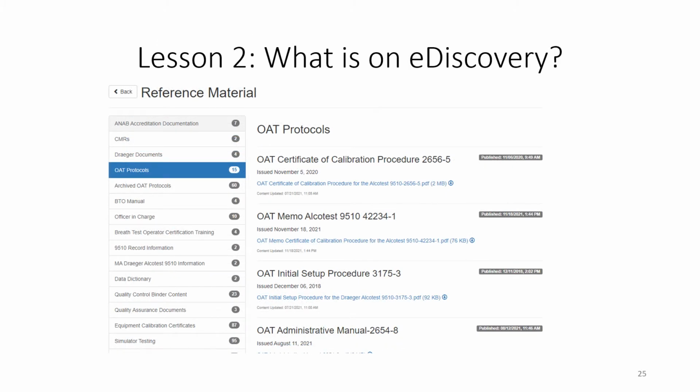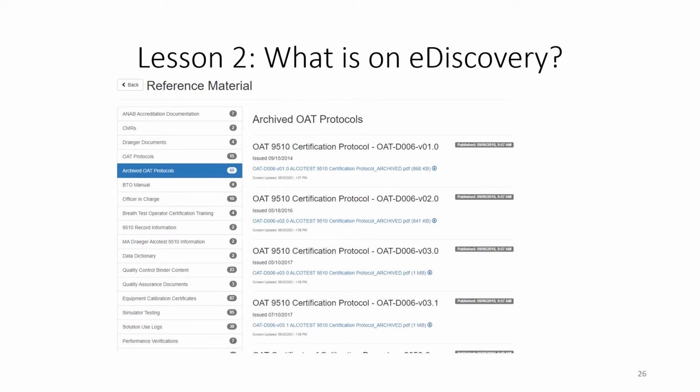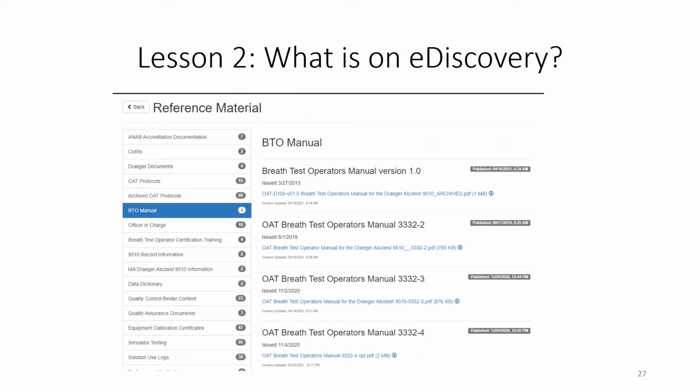There's also a tab for Office of Alcohol Testing protocols. You'll see there's one for current protocols, and you can find there any of the OAT protocols that are currently active and in use. Also in that reference materials section, we have the archived OAT protocols. So any protocols that are no longer in use or have been archived are also available for your review. The breath test operator manuals are available here under the reference section, and you can see both the current breath test operator manual and any older versions of the breath test operator manual posted here.